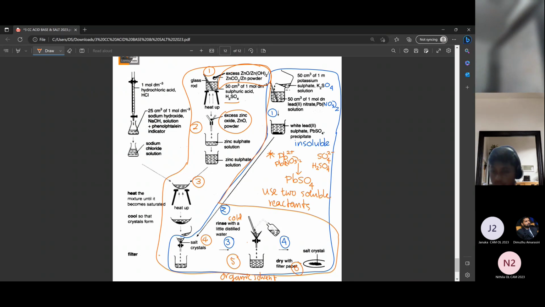Okay. All right. So the last one I'm going to read for this exercise. Add excess of zinc carbonate and stir until most of it is dissolved in the solution. Add excess of zinc carbonate.